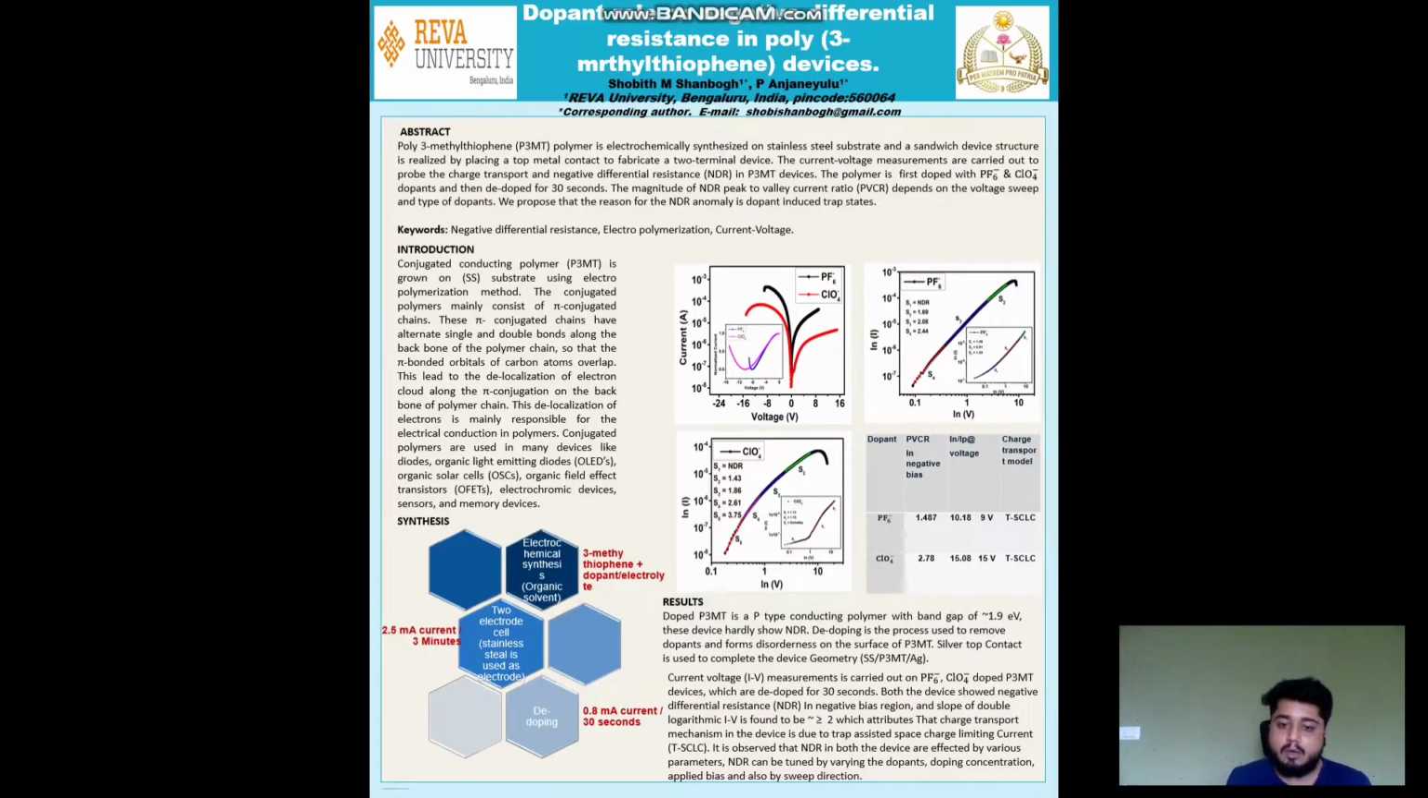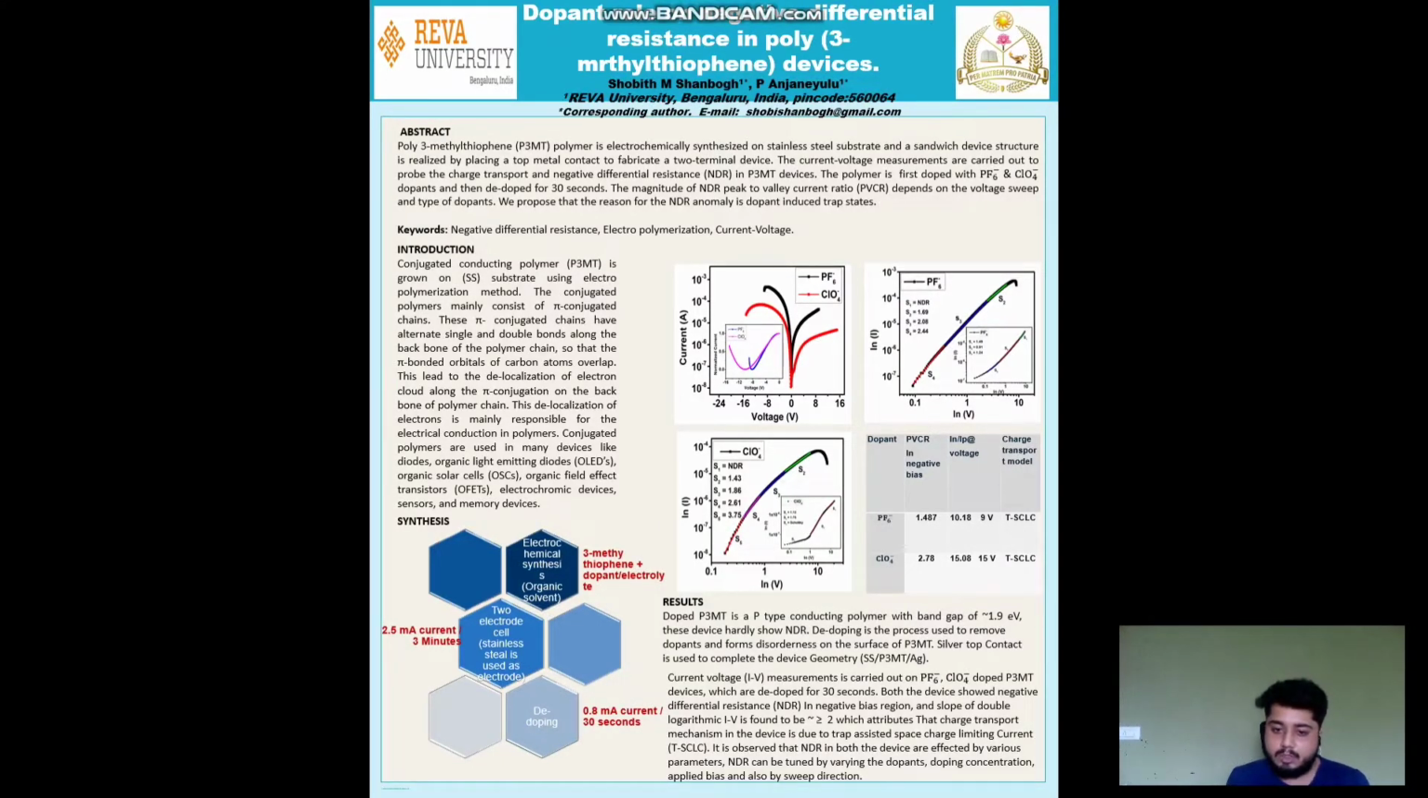Results. Doped P3MT is a P-type conducting polymer with a band gap of 1.9 electron volt. These devices hardly show negative differential resistance. Dedoping is a process used to remove the dopant and form disorderliness on the surface of P3MT. Silver top contact is used to complete the device geometry, that is stainless steel, P3MT and Ag.